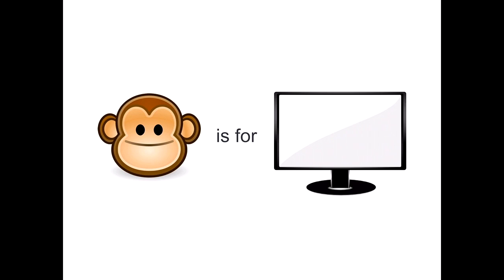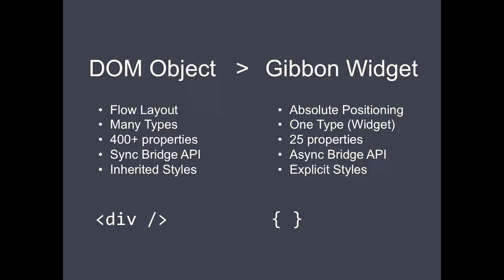For example, televisions have the same aspect ratio all the time, so you can use things like absolute rendering versus flow rendering, and it makes a lot more sense, and it makes things faster. So here are some of the differences between a DOM object and a Gibbon widget. By default, we use absolute positioning. Instead of all the many types we have, a Gibbon widget is just a wrapper around a simple rectangle on screen, so we don't need all those different types. We also have like 400 plus properties on a DOM object. I mean, they're huge. When you count the style properties, it just goes on and on. We found we could do most of what we needed for the Netflix application with 25 simple properties.